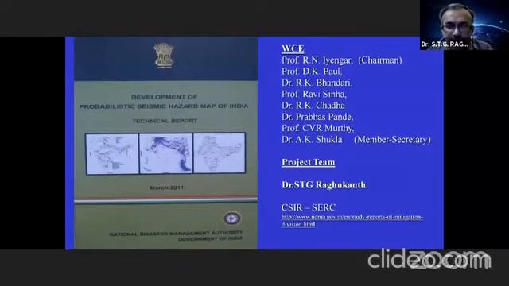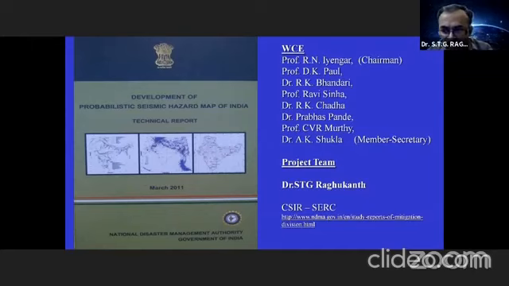In 2009, a committee was formed by BIS as well as NDMA, that's the National Disaster Management Authority. This was a working committee group consisting of all these BIS people. Then the project team was led by me, and this SERC, which is on the backside of our IIT Madras. So we jointly brought out this report on this PSHA map of India.